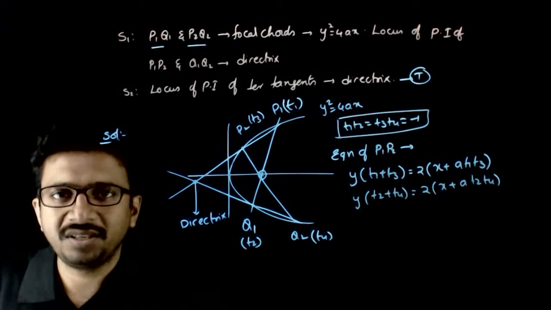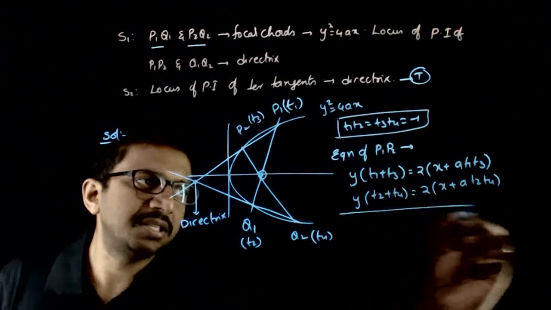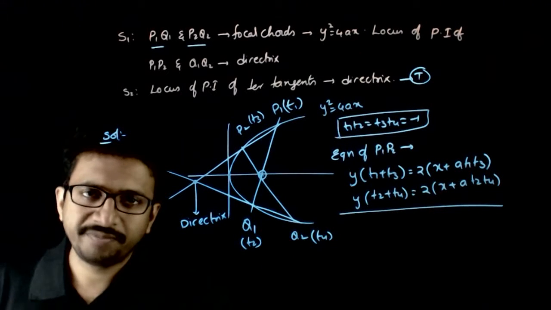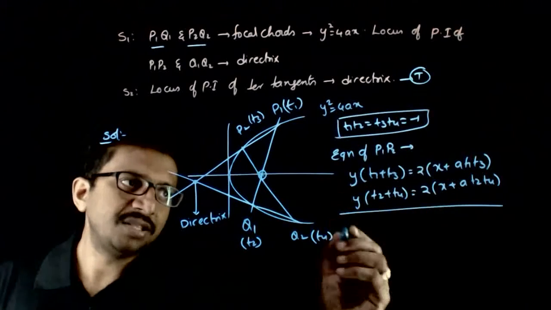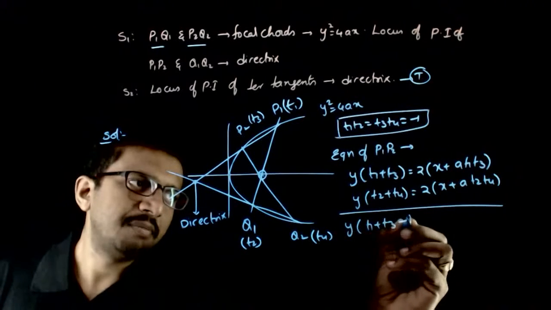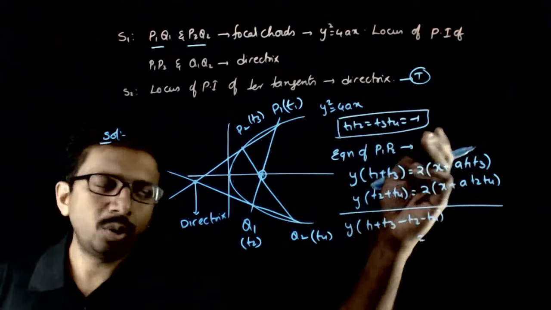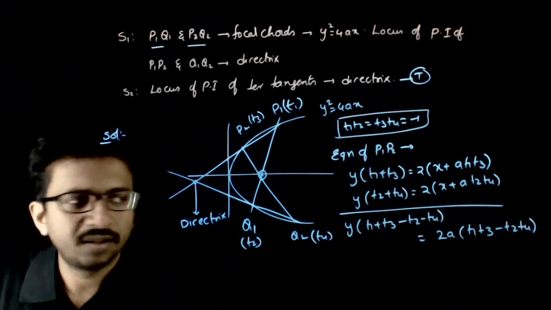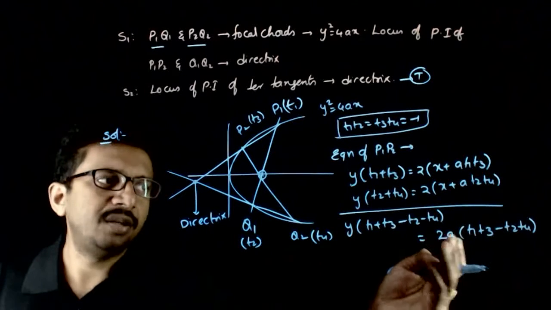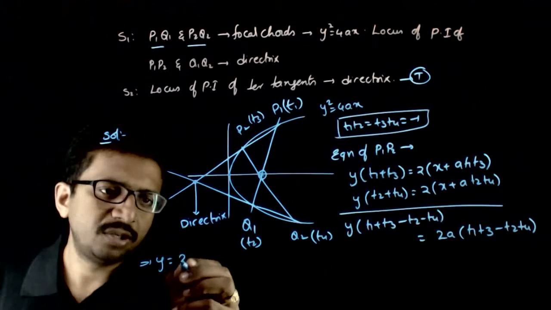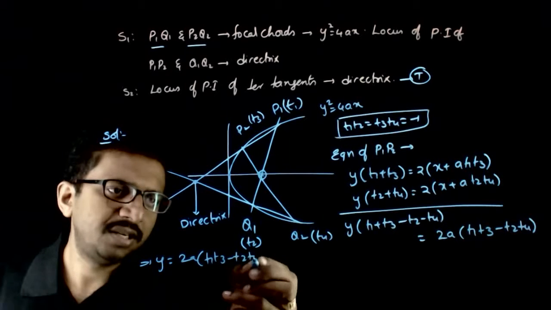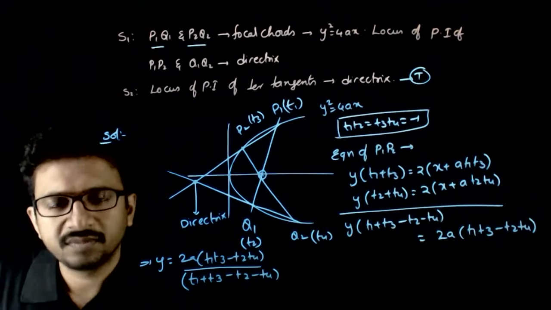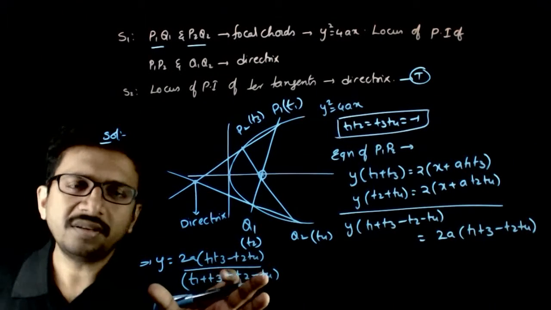Now I want the point of intersection of these two lines and I want the locus of that. If I want the point of intersection, let me directly subtract one from the other. So I get the y coordinate and from that I'll get the x coordinate. If I subtract these two, you get y times (t1 plus t3 minus t2 minus t4) is equal to, so 2x and 2x get cancelled, 2a times (t1t3 minus t2t4). This implies y is equal to 2a times (t1t3 minus t2t4) by (t1 plus t3 minus t2 minus t4). So this will be the y coordinate of the point of intersection.